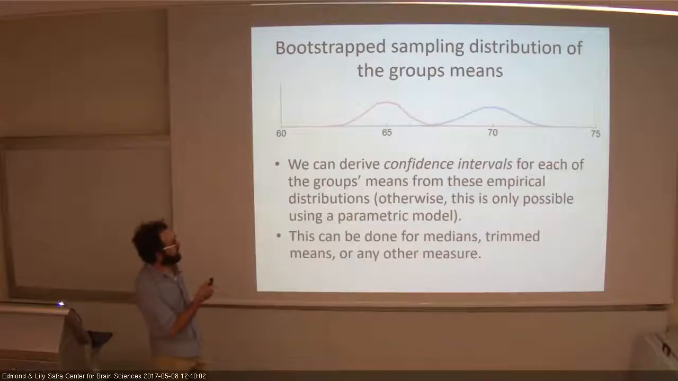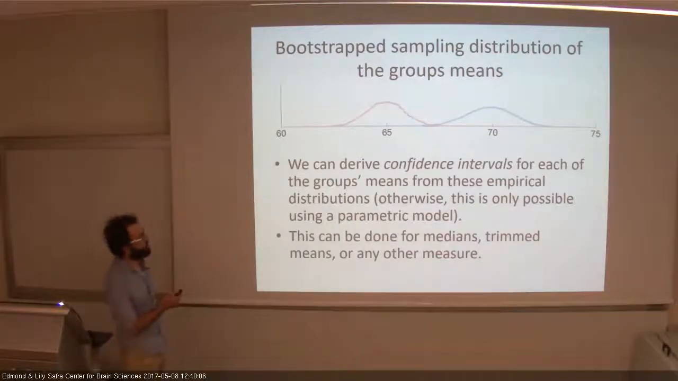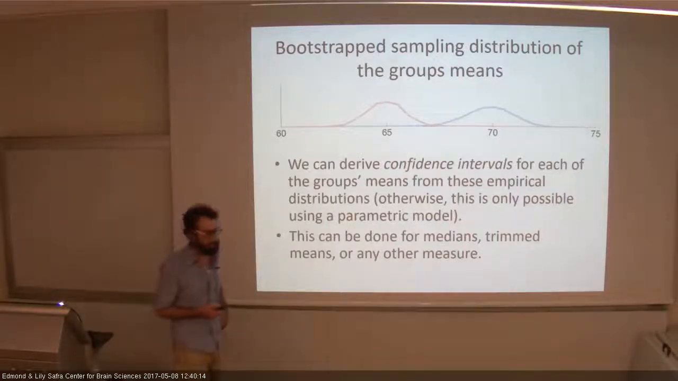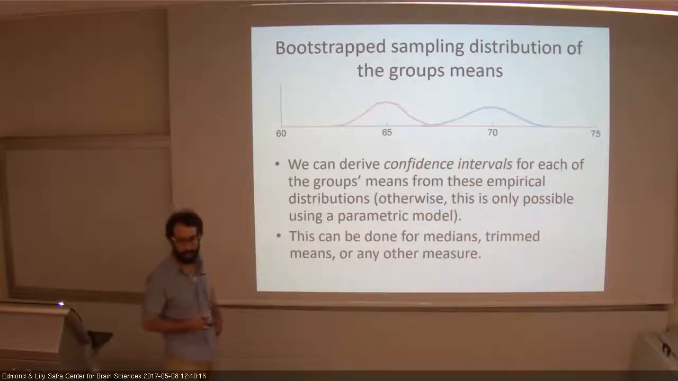And now, when we look across all the simulations, we have an empirical sampling distribution of our test statistic. And in the case of a mean, it's not very interesting unless you have a highly non-normal population. But for example, for medians, you don't have any other way of generating these sampling distributions, which now can be translated into confidence intervals.